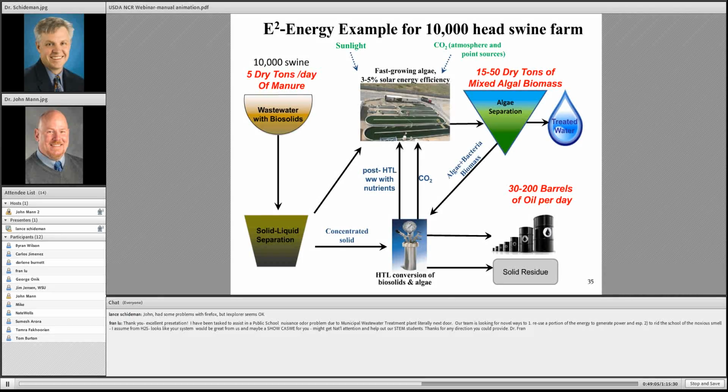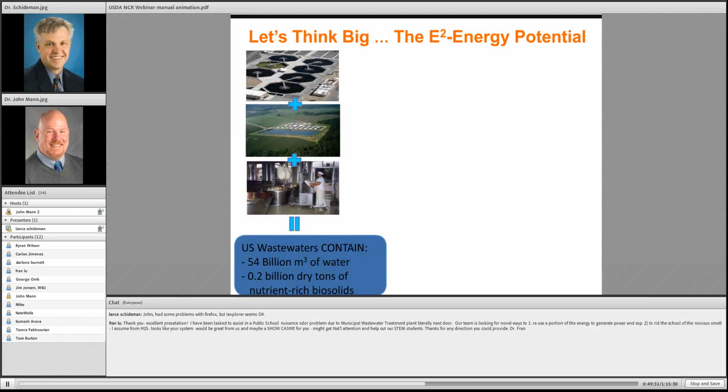And so for a 10,000 head swine farm, if they made 100 barrels of oil a day, and that was $100 a barrel, that would be $10,000 a day of output from their waste treatment system, which is pretty good. And in the case of a municipality, it could actually supersede the entire municipal budget for a town. So let's think big here.